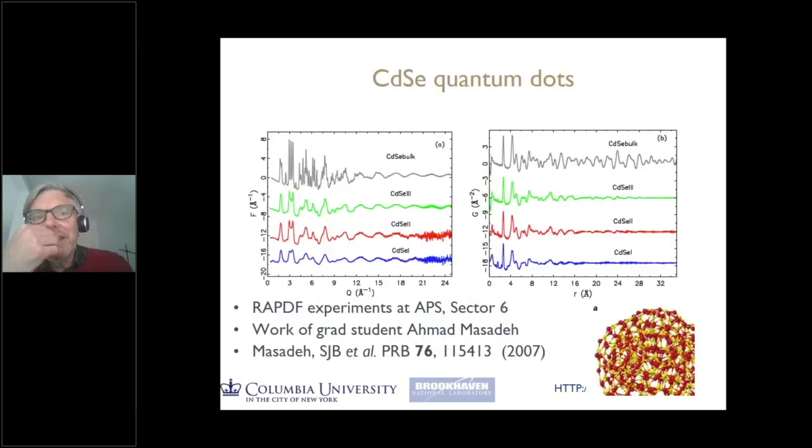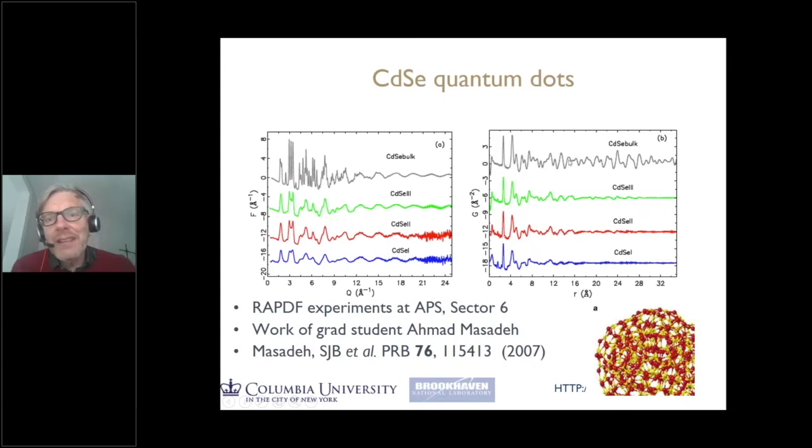I'll go a little bit quickly through this, but it's actually helpful to understand how the PDF works. This is actually data, X-ray data coming from cadmium selenide quantum dots. So these are nanoparticles of cadmium selenide, a semiconductor, and this is the diffraction pattern of the bulk. Then these three are diffraction patterns from nanoparticles that are 4, 3, and 2 nanometer diameter. And what you see in the diffraction pattern is that sharp peaks in the bulk turn into broad peaks in the nanoparticle. Something different happens in real space.